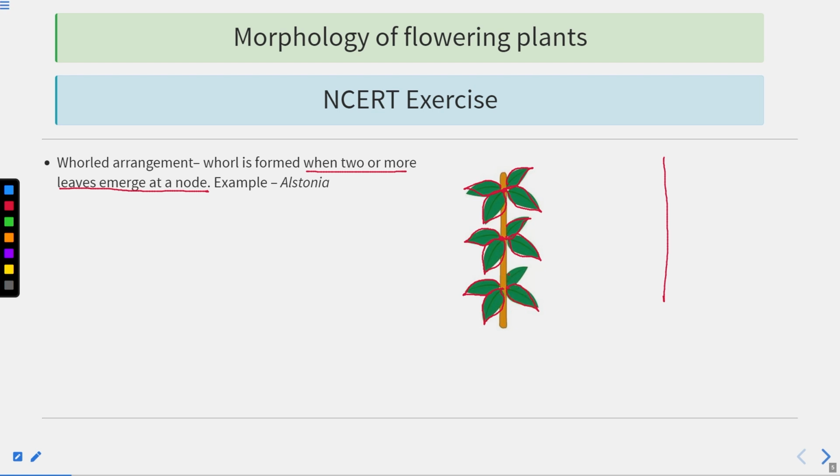So this is showing the whorl arrangement. And the best example is the Alstonia. In the case of Alstonia, we see the whorl arrangement, right?